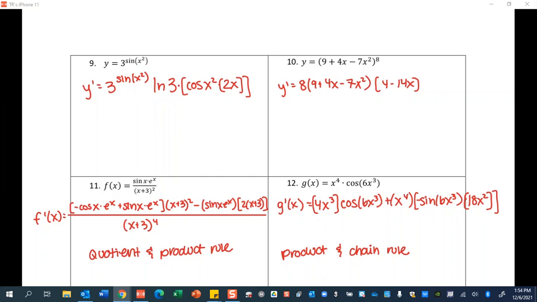Number 10, this 8 comes out as a coefficient, and then chain rule, take the derivative of what's inside. And these ones are not implicit differentiation because if you notice, y is already solved for. So if you take the derivative of this, you're doing it explicitly.